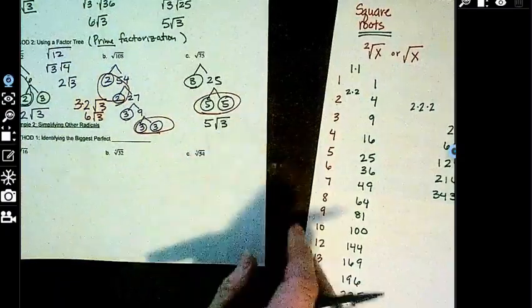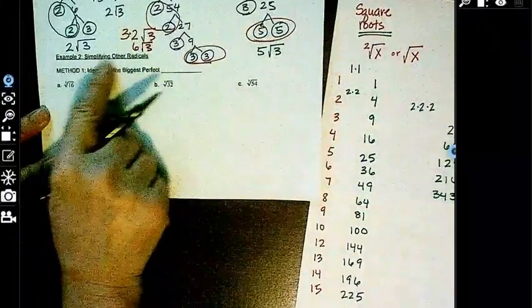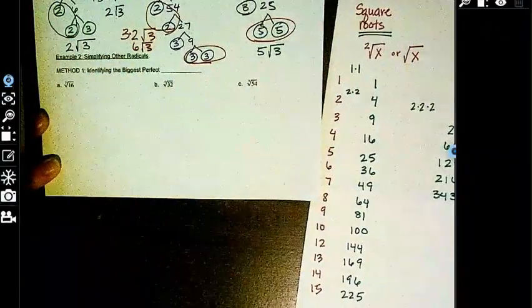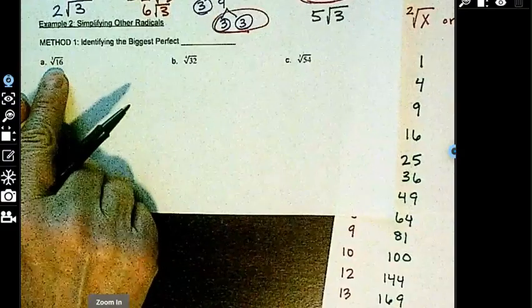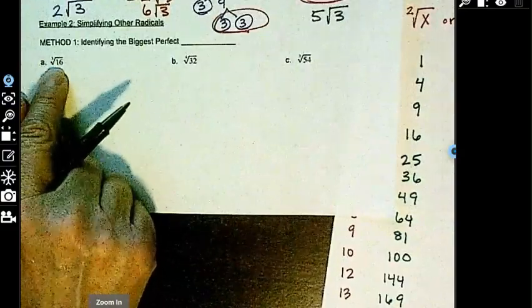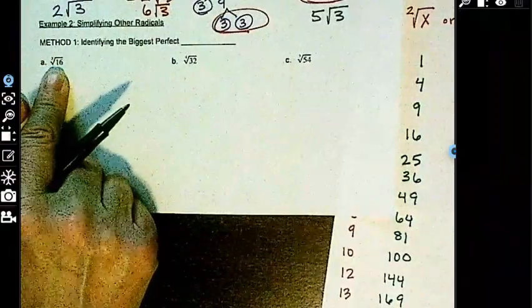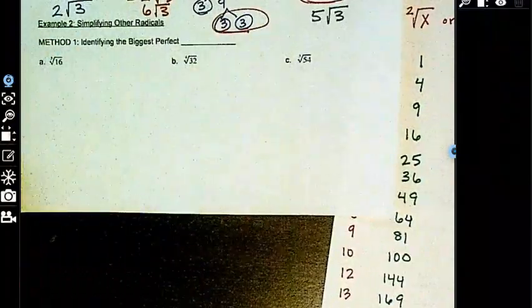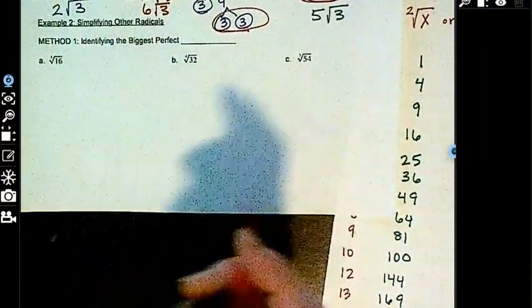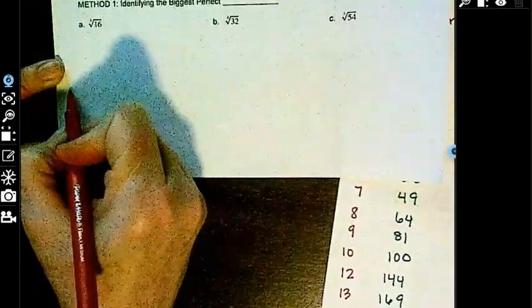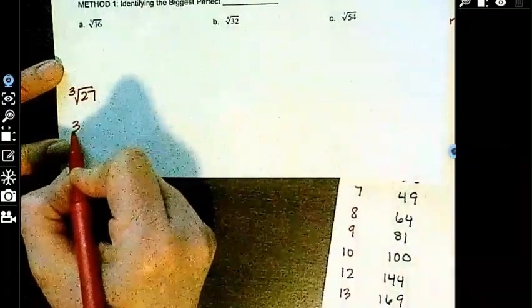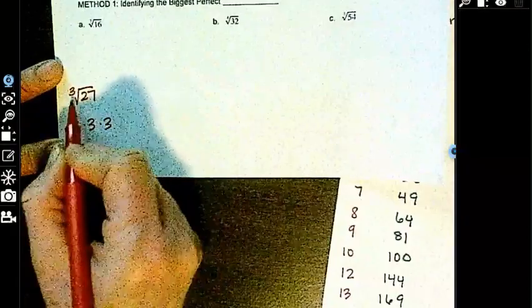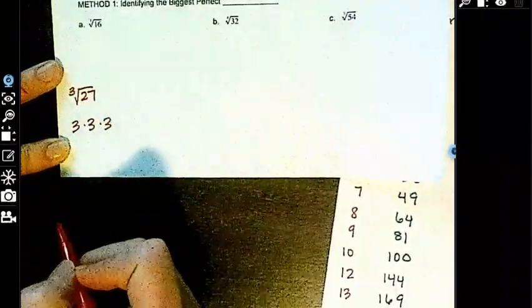How did you do? Okay, let's talk about simplifying what we call other radicals. By other radicals, I mean we're moving beyond square roots. We see the cube root of 16, okay? Let's just think about a cube root, over to the side here. We know that the cube root of 27 is 3. What that means is 3, when multiplied by itself 3 times, gives me 27.